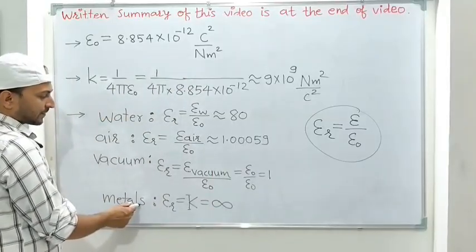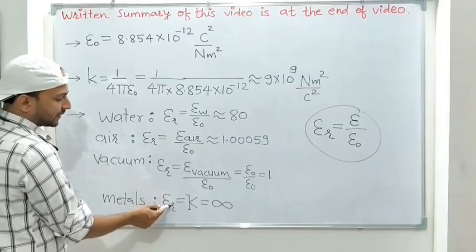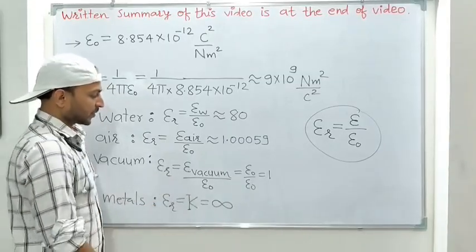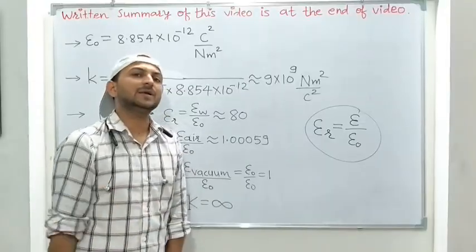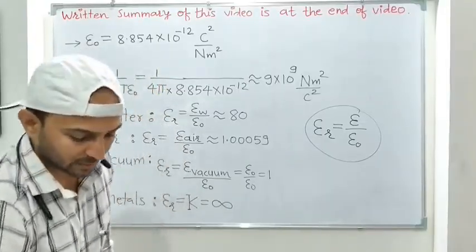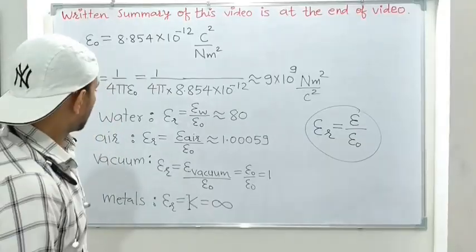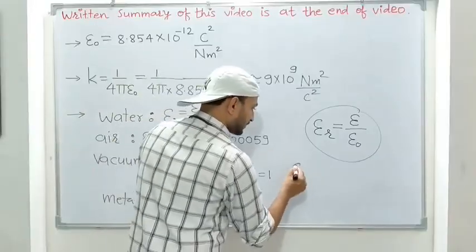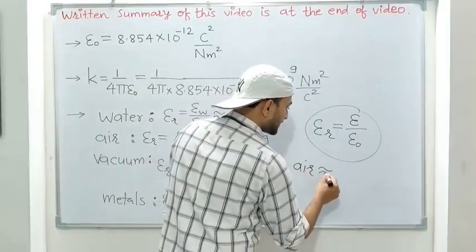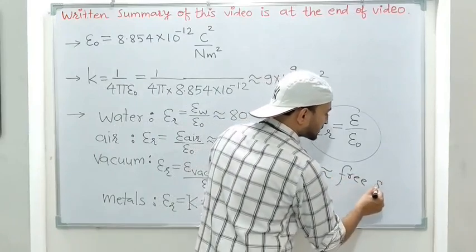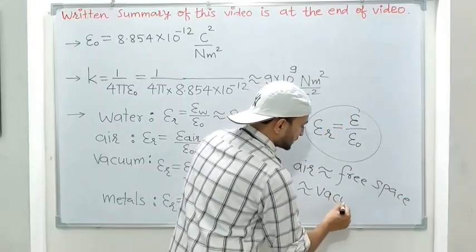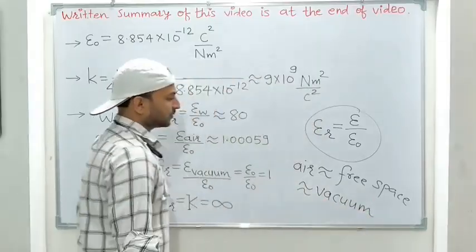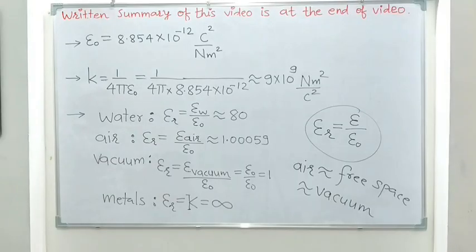For the metals, this dielectric constant or relative electric permittivity is infinity. Why is it infinity? For that, we will make a separate video which will belong to chapter 2. So, we almost take air to be nearly equal to free space. It is almost similar in behavior to vacuum, in its behavior to the passage of an electric field through it.